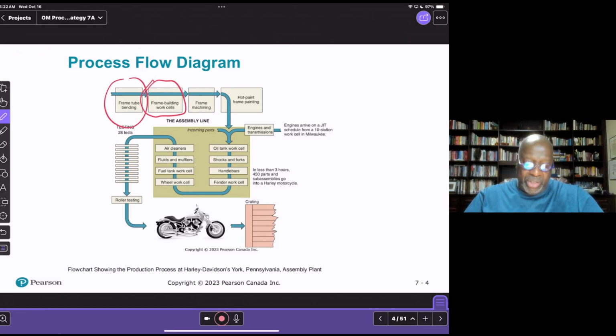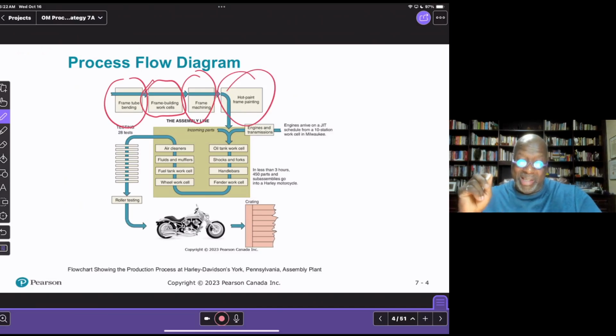So you'll have to machine the frame, hot paint, frame painting using hot paint and so forth. And then, of course, you see the process continues here into the various things that have to be assembled: air cleaners, oil tank, fluid and mufflers, shock and forks, etc. So these are all the various parts that have to be put together for the motorcycle.